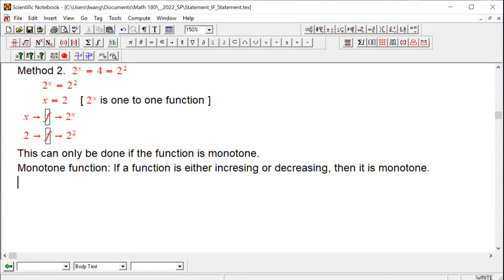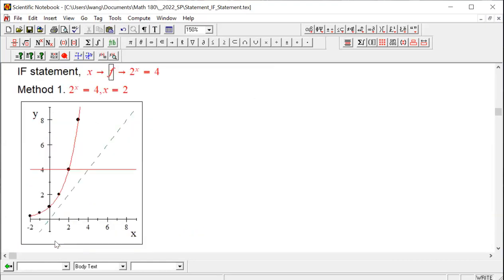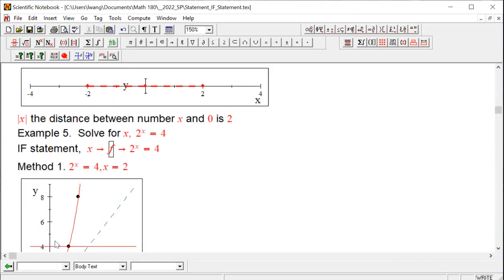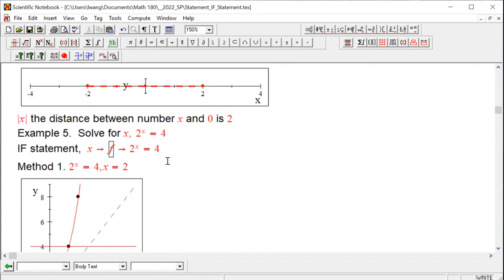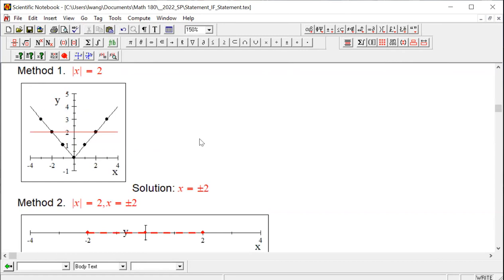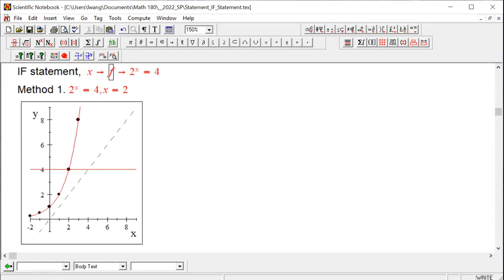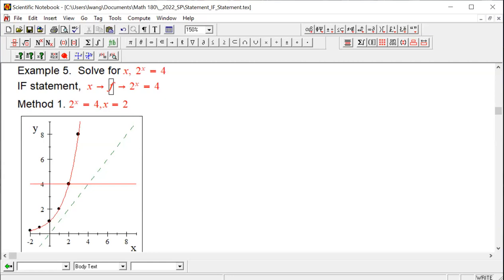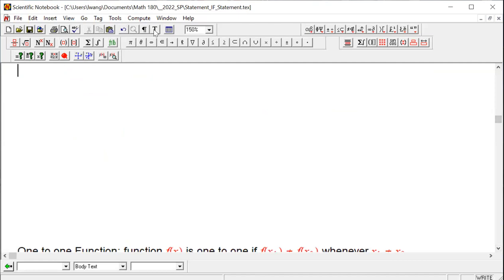Now, I just said you cannot do this always, so let me give you an example. We did 2 methods. Are there other methods? We're going to talk about other methods in the future. But now I want to tell you, sometimes you cannot do this. We did 2 to the power x right there. So let's do example number 5, or example number 6.